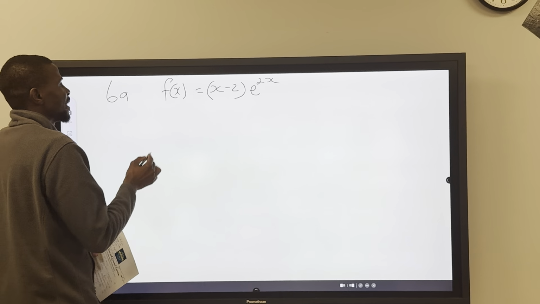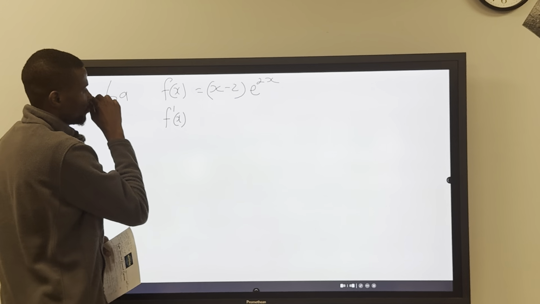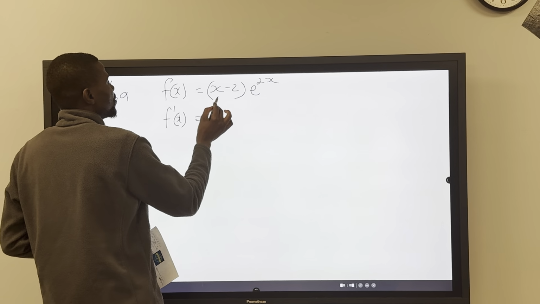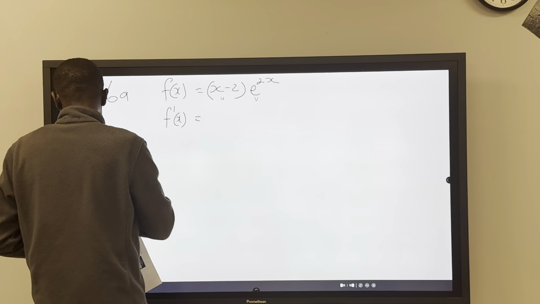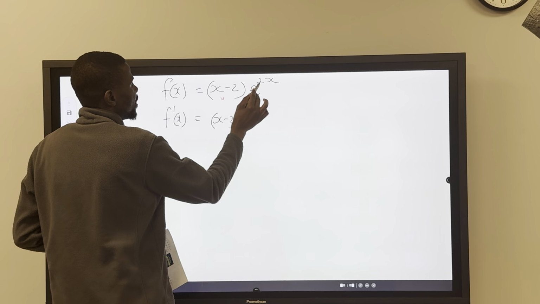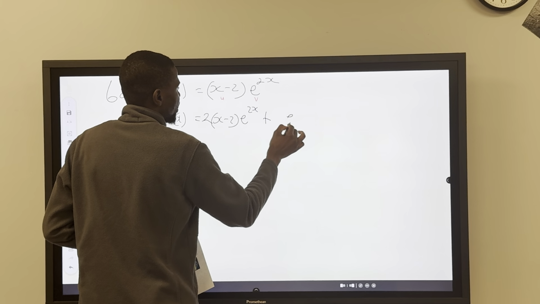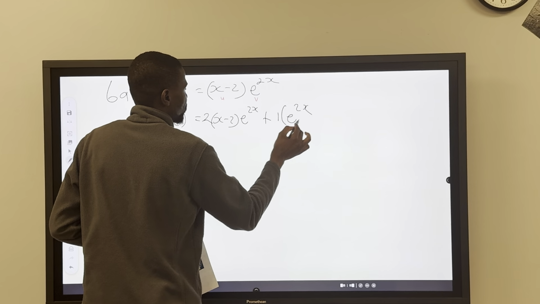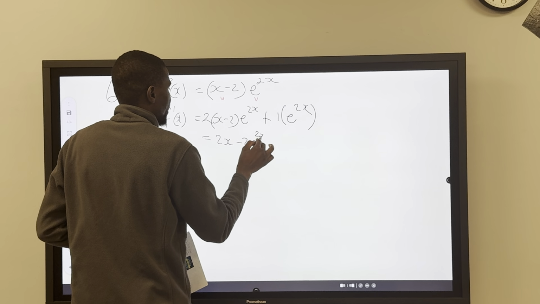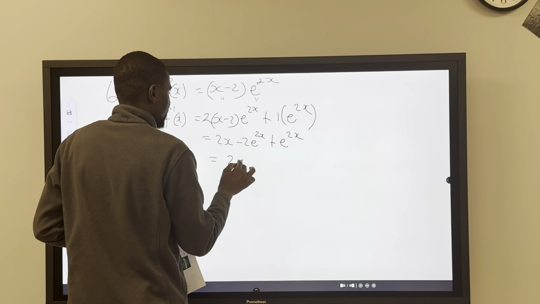So we need to differentiate. Okay, so first derivative is equal to, so that's my u and v, right? So it's u, which is x minus 2, dv is going to be 2 e to the 2x plus v e to the 2x du is just 1. So here it's 2x minus 2 e to the 2x plus e to the 2x.